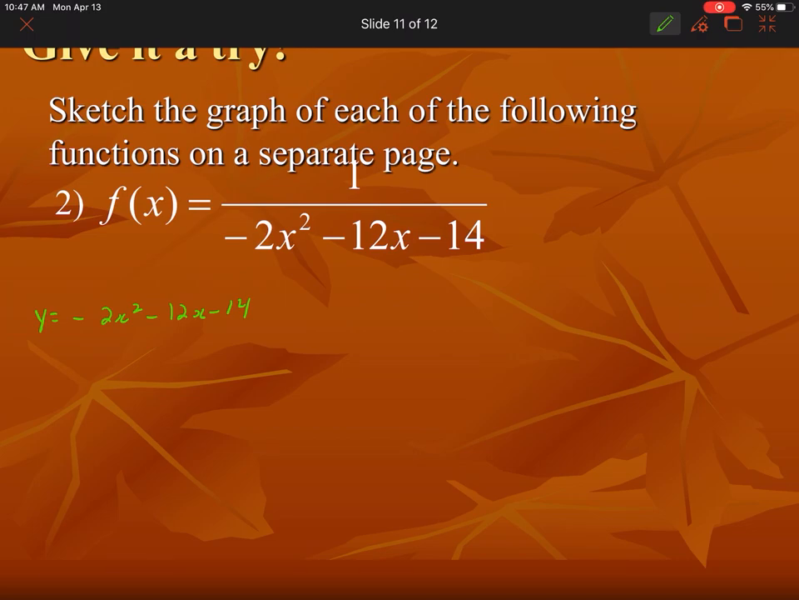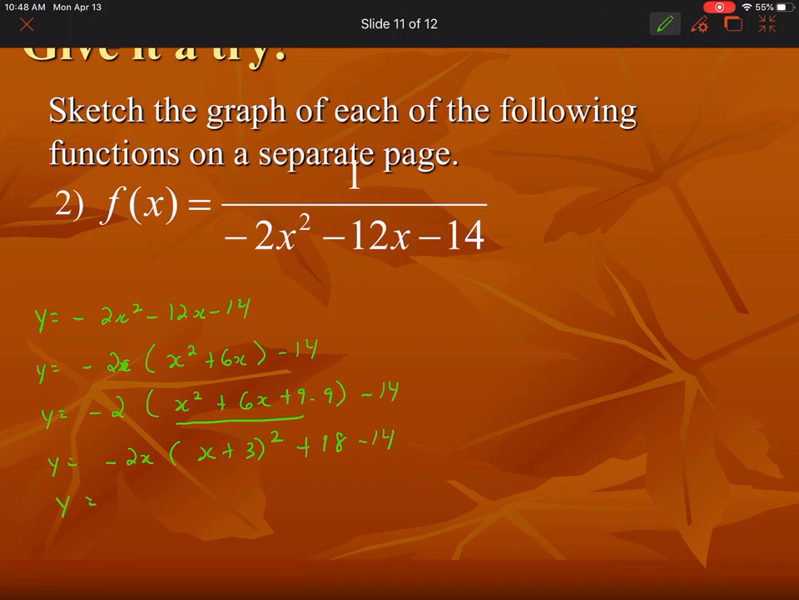The form I want for graphing is vertex form, and to get from this form into vertex form, I've got to complete the square. So the steps to complete the square. Factor off the leading coefficient off the first two terms. Then add and subtract this magic number, which is half of the 6 squared. So half of 6 is 3, squared is 9, so I get plus 9 minus 9. And the reason you do that is because that makes this into a perfect square. That factored is x plus 3 squared. Multiply the negative 2 times the negative 9, I get positive 18. And now, negative 2, x plus 3 squared plus 4.